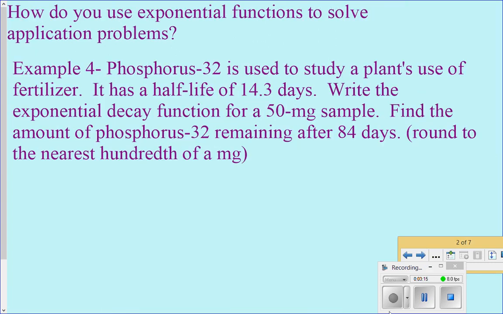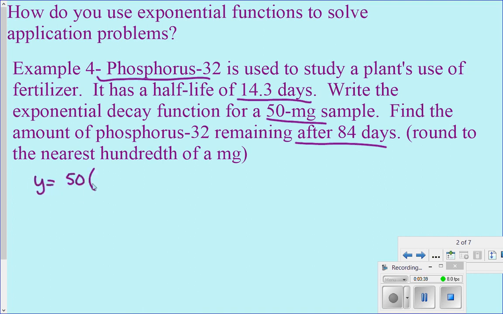Okay, so we did not quite finish yesterday the half-life problem, so go ahead and copy this one into your notes. We're talking about phosphorus 32, and there's the half-life, 14.3 days. We have a 50 milligram sample, and we're figuring out the amount remaining after 84 days. So y equals the initial amount, 50, times 1/2, because it's half-life, raised to the time here, which is 84 days.